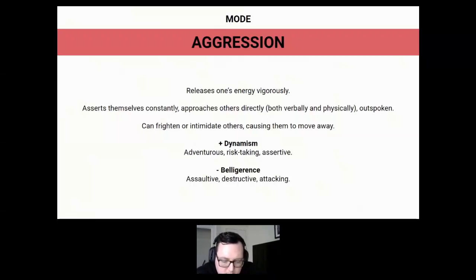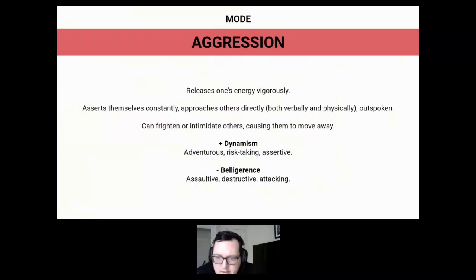Then there's aggression mode, which is the other action axis mode, the cardinal or exalted one. And with this one, you release your energy vigorously. Someone with aggression mode will assert themselves constantly, approach others directly, both verbally and physically, and will be very outspoken. This mode can frighten or intimidate others, causing them to move away because there's so much energy coming out, and they can handle a lot of different things at once because it's very action oriented. It's the most exalted of the modes, and it lines up with the king.